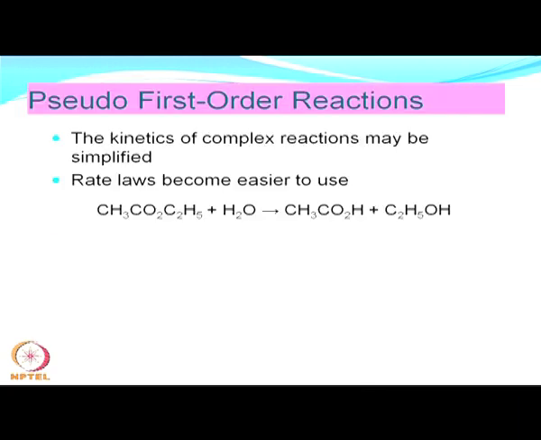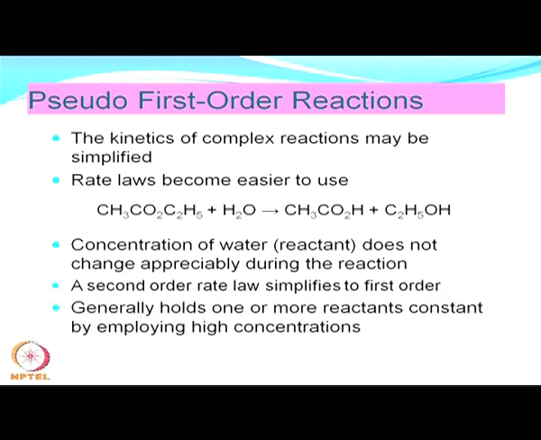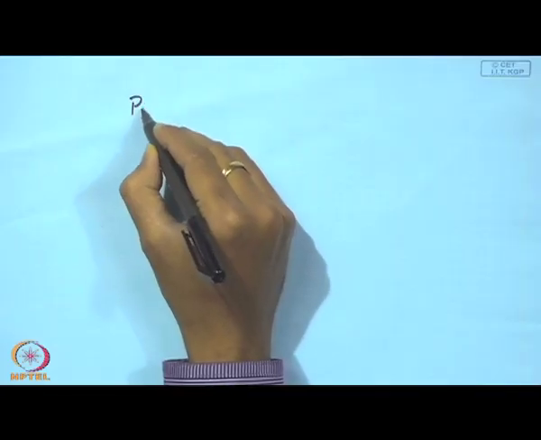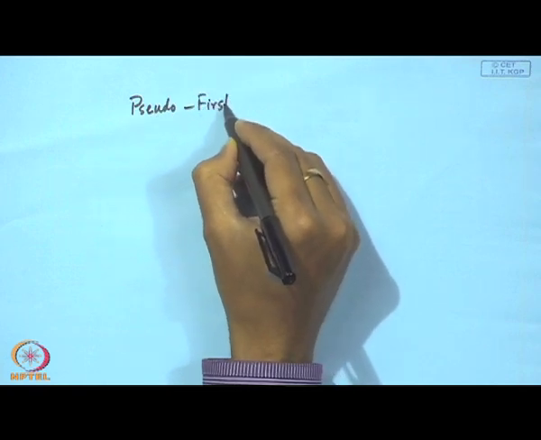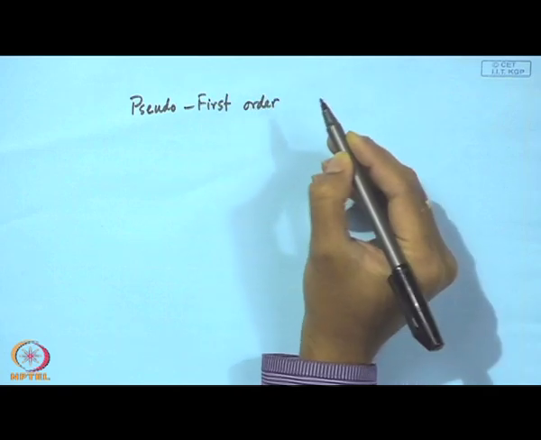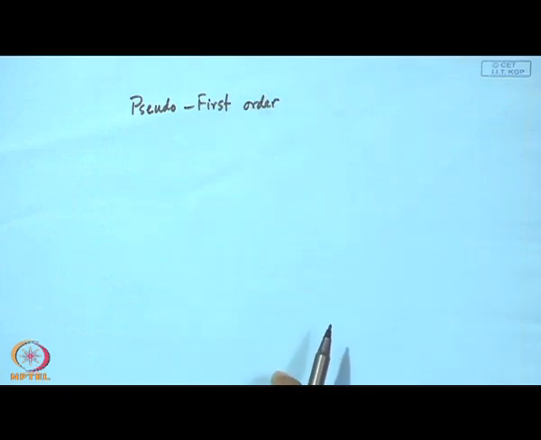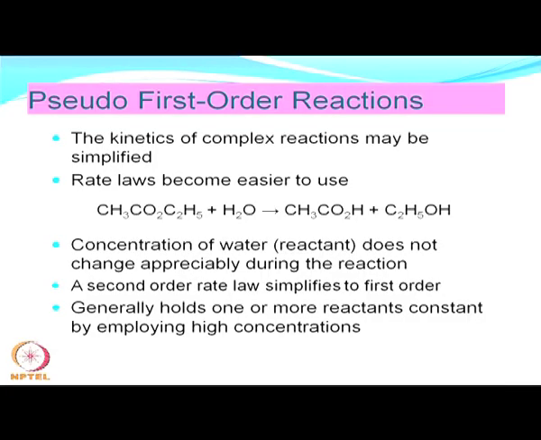Now, next we will move on to a special kind of reaction, which is called the pseudo first order reaction. So, the kinetics of complex reactions may be simplified, and rate laws become easier to use. Although in certain cases some complicated rate laws may happen, under certain simplification those rate laws may be reduced down to some usable form.